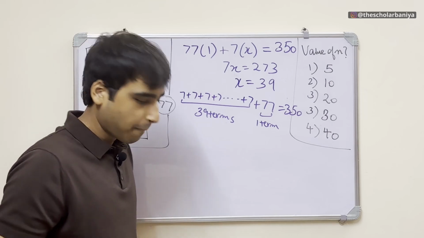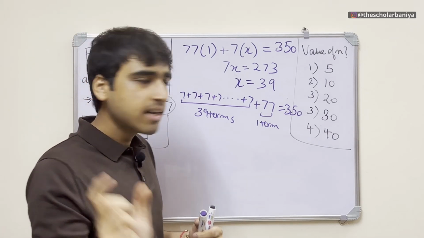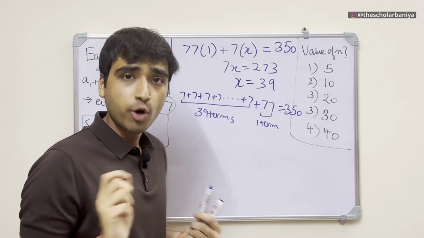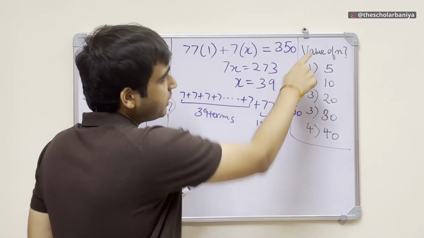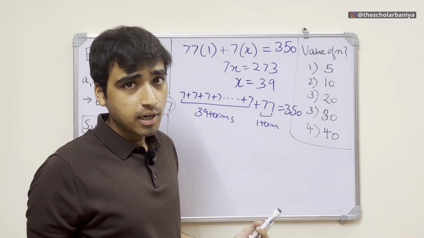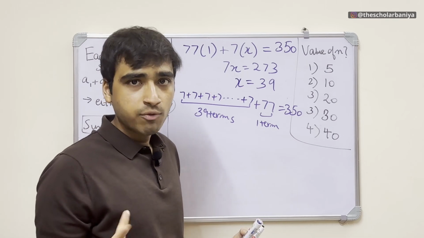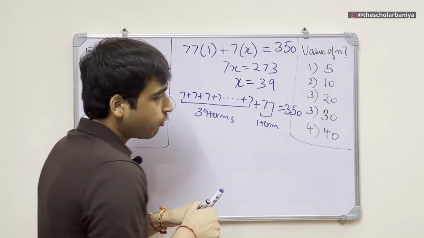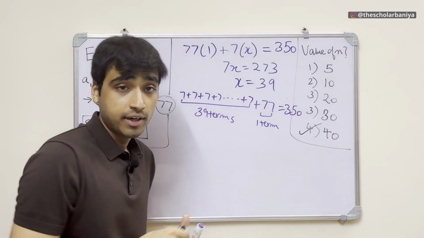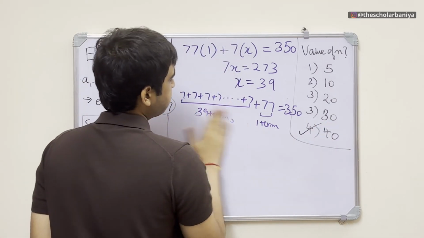That is one thing for sure. So in total, how many terms are there? 39 plus 1, which is 40. So in this case, there are a total of 40 terms, right? We have to tell which of the following can be the possible options. It can be one or more than one option, okay? So 39 plus 1 is 40, which means 40 is a valid answer.